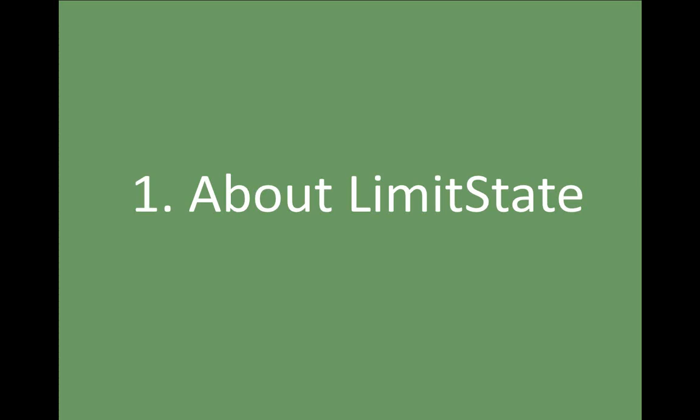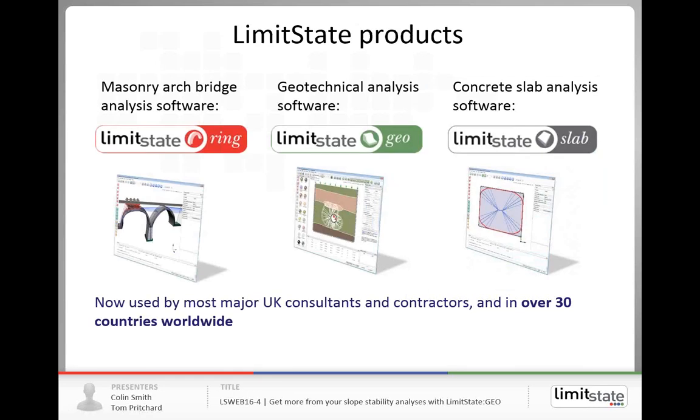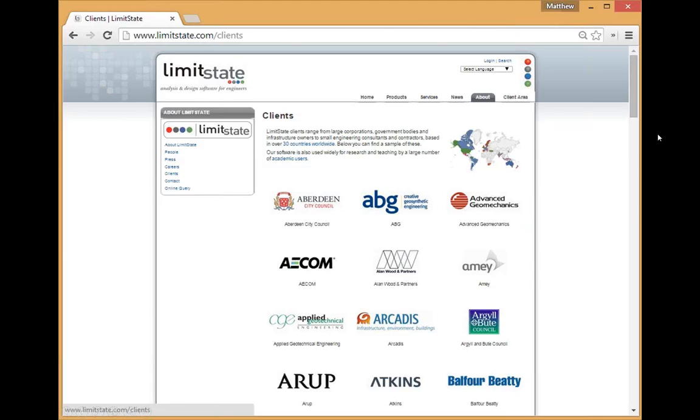I think it's useful first to give you a little bit of context about the software and the company LimitState. The University of Sheffield has been conducting research into limit-state analysis and design and use of optimization in civil engineering for almost 2 decades now. LimitState itself was spun out from the University of Sheffield in 2006 with the aim of making this research available to industry, providing easy-to-use and powerful software tools that are well validated and supported. The company has 3 products at present: LimitState Ring, LimitState GEO, and LimitState Slab, with several more in the pipeline. These are used by a wide range of consultants and contractors, large and small, in over 30 countries worldwide.